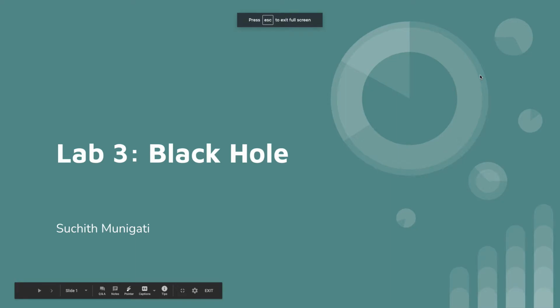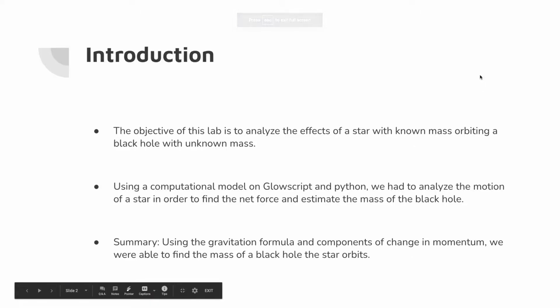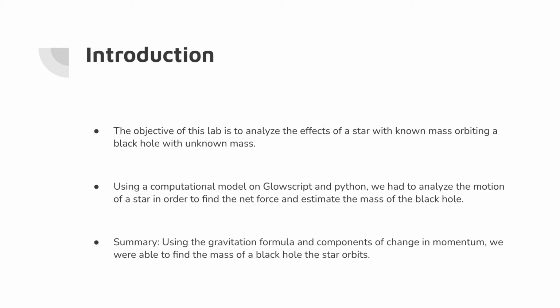This is Lab 3, Black Hole by Sujit Manigati. The objective of this lab is to analyze the effects of a star with known mass orbiting a black hole with unknown mass. Using a computational model on GlowScript and using Python, we had to analyze the motion of a star in order to find the net force and estimate the mass of a black hole.